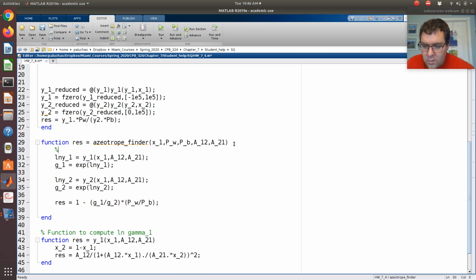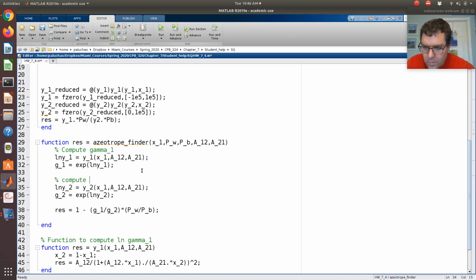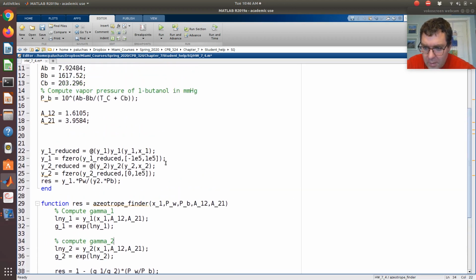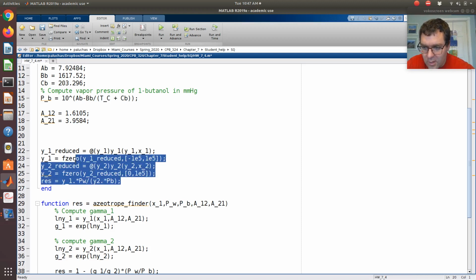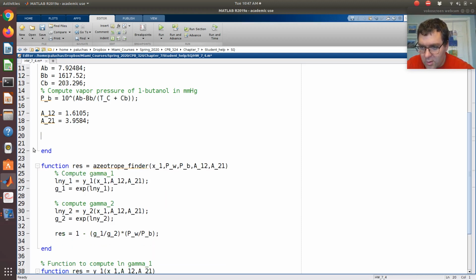So I'm going to compute gamma 1, compute gamma 2, and then here's my error function. Now, if I come up here then, I'm going to use F0 to solve for x1, so I need to get those additional parameters to it. Essentially the same notation. So you have all the right notation, it's just piecing these different pieces together.